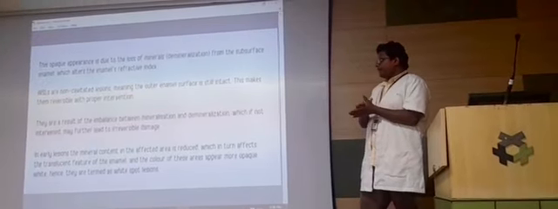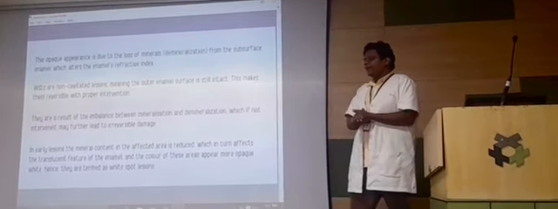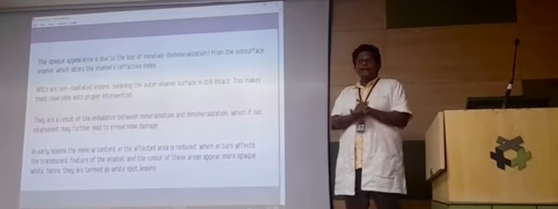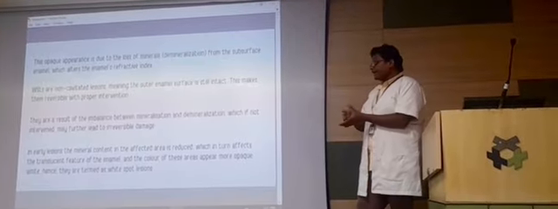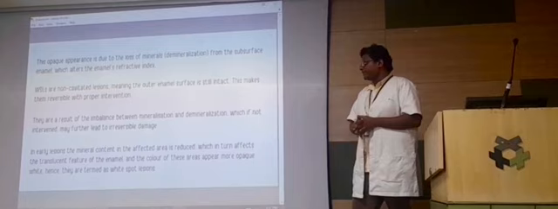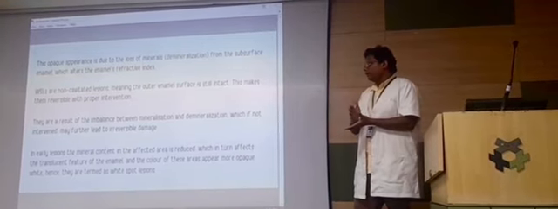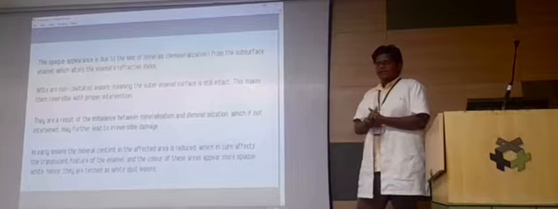They are a result of the imbalance between mineralization and demineralization, which, if not intervened, may further lead to irreversible damage like dental caries. In early lesions, the mineral content in the affected area is reduced, which in turn affects the translucent features of the enamel, and the color appears more opaque than white. Hence, they are termed white spot lesions.